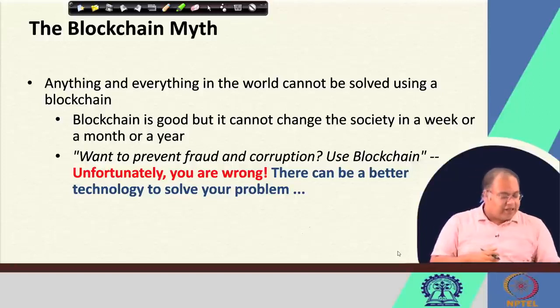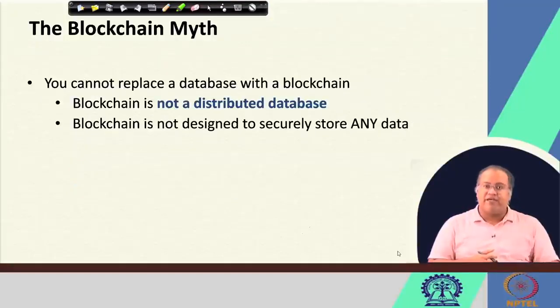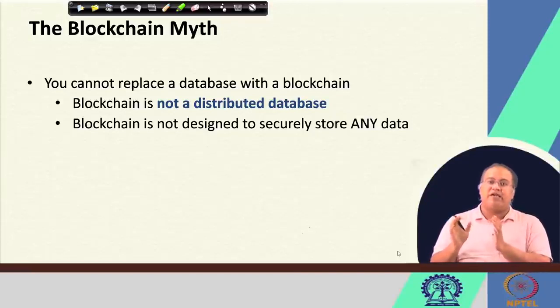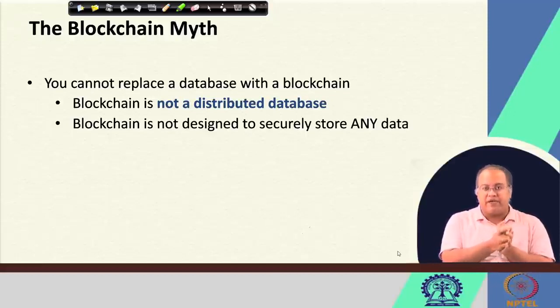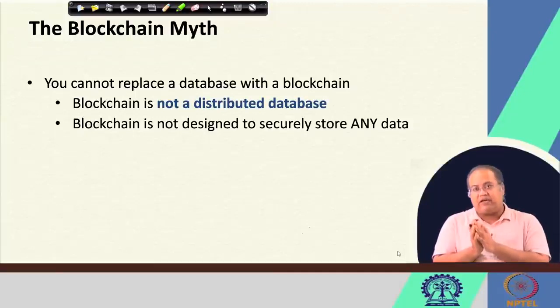And the third myth that is pretty interesting: in many cases, many articles or many people I have seen, they mix up blockchain and a distributed database. People think that when I have a distributed database, potentially I would be able to replace it with the help of a blockchain, and it is not like that. Blockchain is not at all a distributed database. It is just like a kind of replicated data structure. We will learn about its structure in the subsequent classes, but blockchain is not a distributed database.